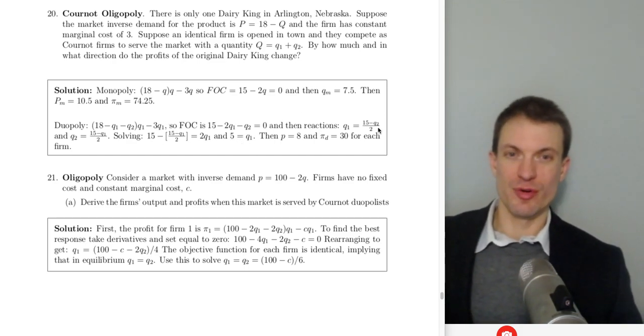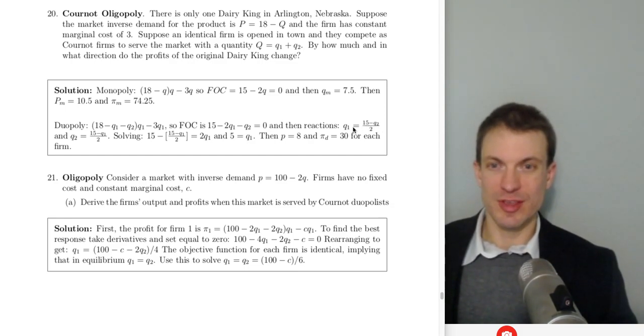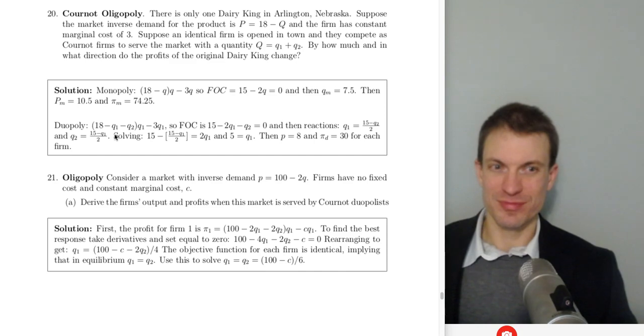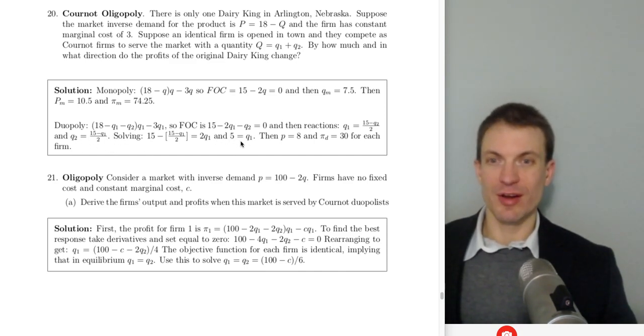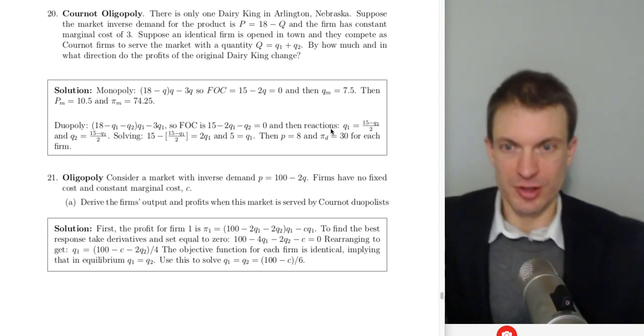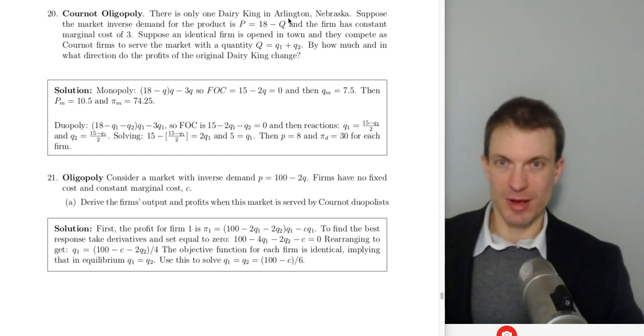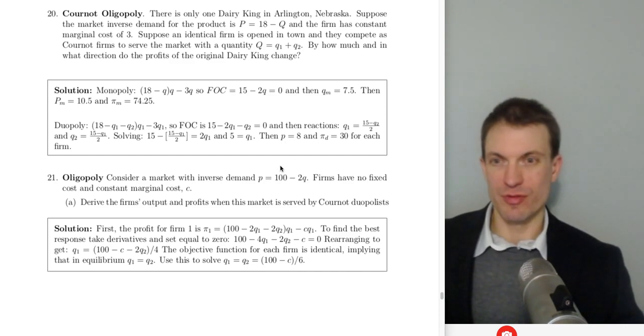Let's plug this into our reaction curve, make sure that works. 5 is equal to Q1. Let's plug this in here. 15 minus 5, 10 divided by 2, 5, right? So we do indeed have an equilibrium. Both firms will set a quantity of 5. And then the price here is going to be 8. Why? Because the market demand is going to be 18 minus the joint quantity of 10. So price is going to be 8. And then profits are 30 for each firm.